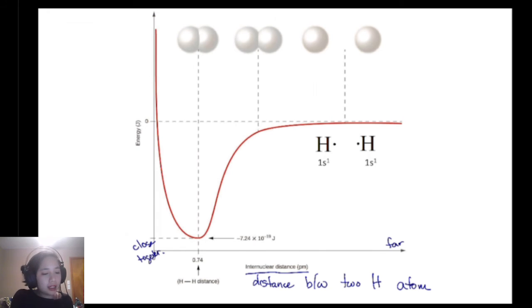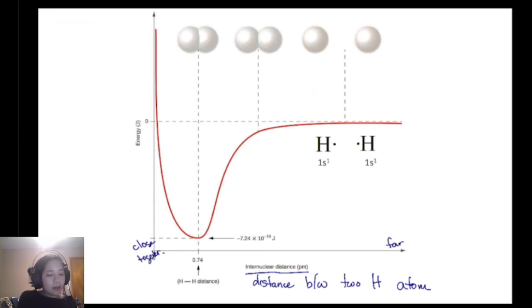So this red line indicates the energy of the system based upon how close you bring those two hydrogen atoms together. Over on the far right side, if you have two hydrogen atoms that aren't very close to one another, neither atom feels any type of attraction or any type of repulsion, so energy is zero. There's no driving force that's going to bring them together. They're just going to move sporadically. Those two atoms aren't going to associate with one another.